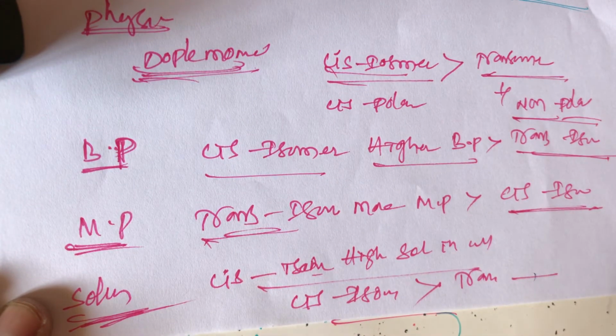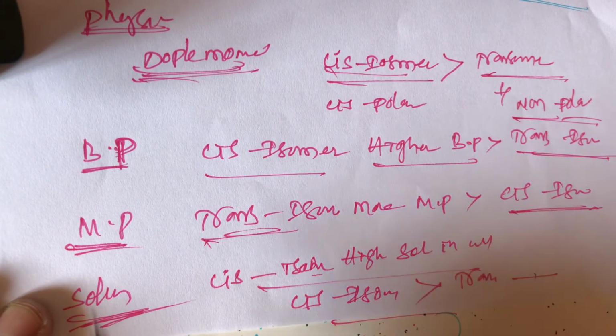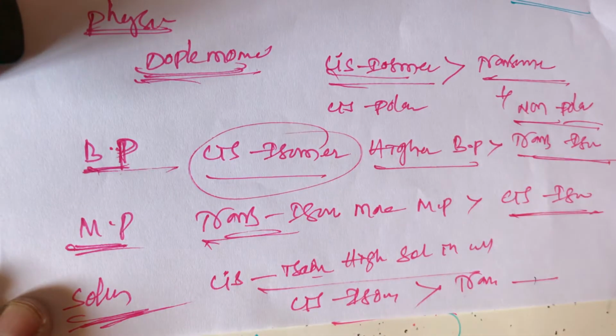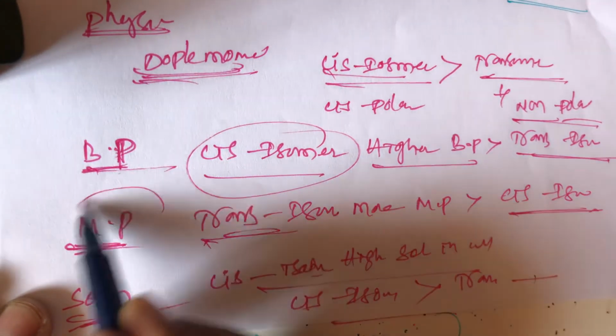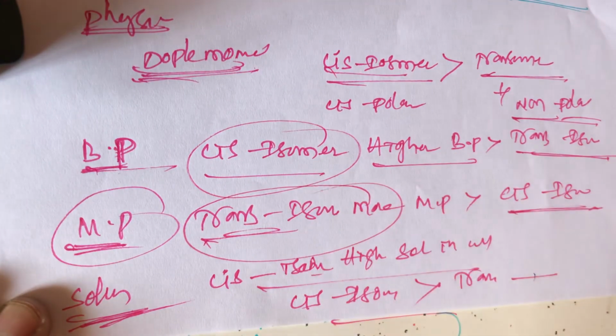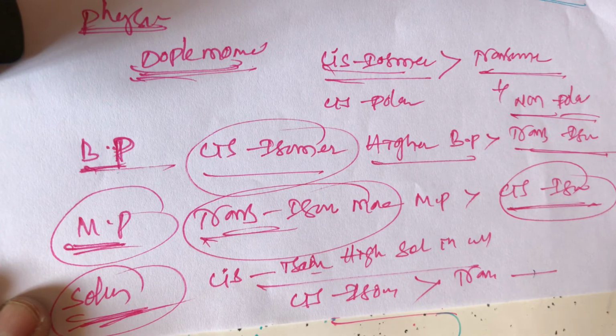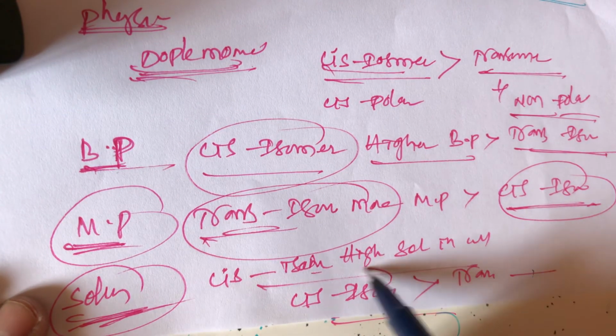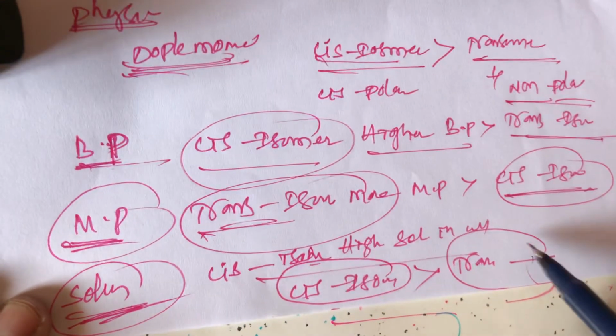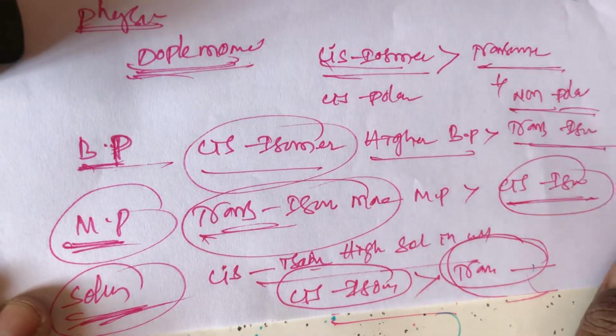What about dipole moment? Cis isomers have more dipole moment than trans isomers. Boiling point: cis isomers have a higher boiling point than trans isomers. Melting point: trans isomers have a higher melting point than cis isomers. Next, solubility depends on polar nature. Polar compounds are always highly soluble. So cis compounds are always polar, so cis isomers are more soluble than trans isomers. These are the important physical properties.